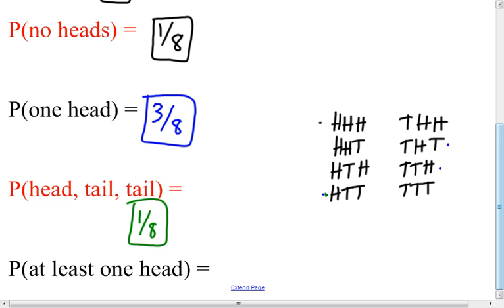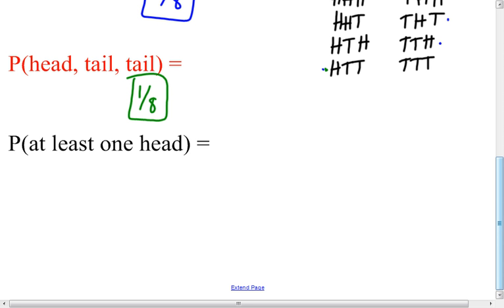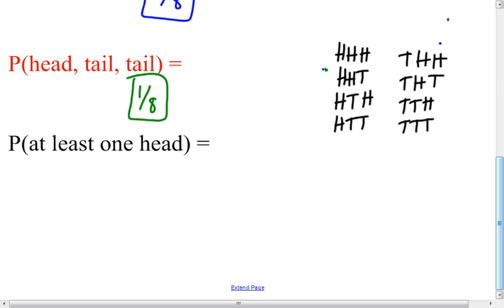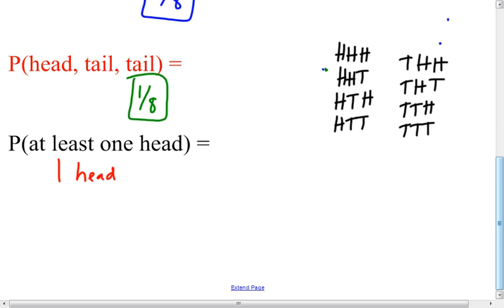All right, and then here's where people have trouble. Anytime you see these two words, the words at least, people get a little bit stuck. So I'm going to try and explain this the best I can, okay? But at least one head means you could do this. That means you could have one head, or you could have two heads, or you could have three heads, okay? That's it. That's what you have to have if you have at least one head, okay?